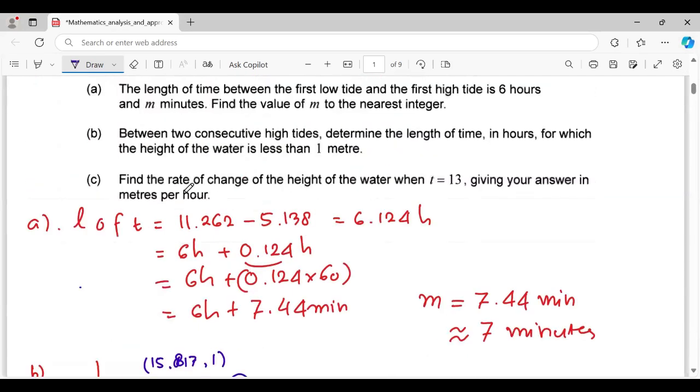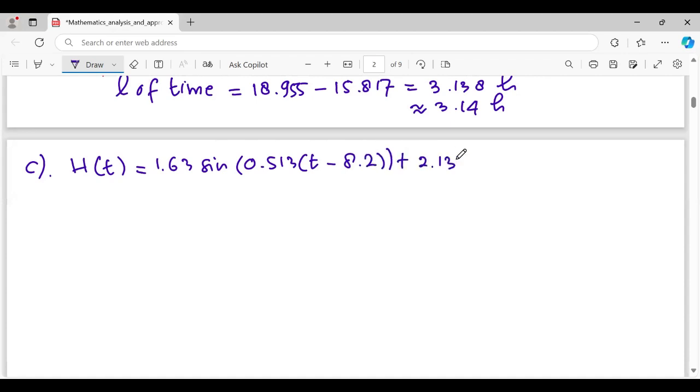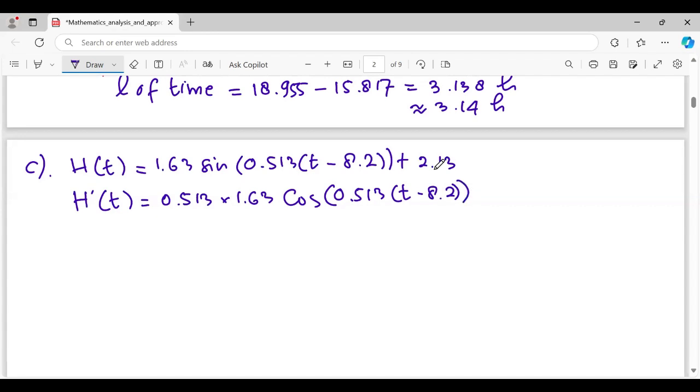Next, part C: find the rate of change of the height of the water when t equals 13, giving your answer in meters per hour. Okay, so part C. The function is 1.63 sine(0.513 times t minus 8.2) plus 2.13. And the derivative of this function is 0.513 times 1.63 cosine(0.513t minus 8.2) plus 0.